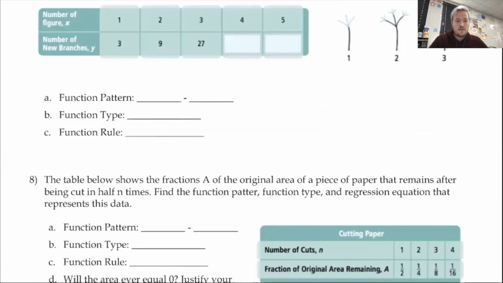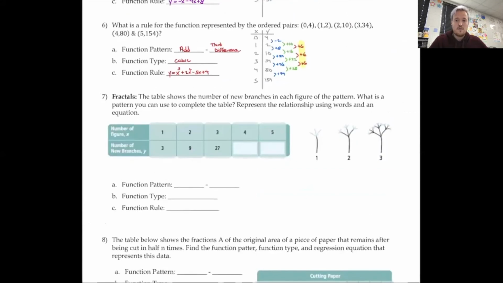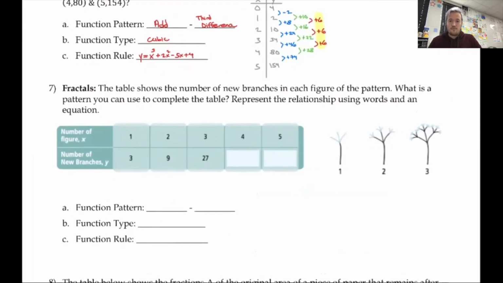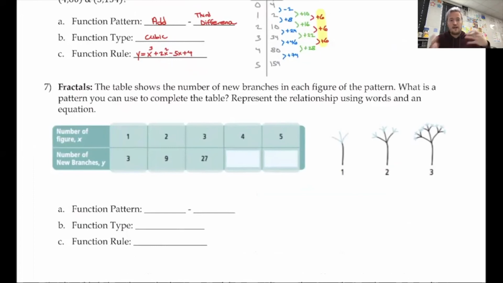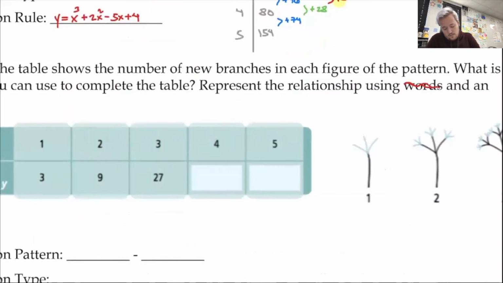All right, so now we have a few applications, or just two. So this first one here is dealing with what we call fractals. So if you ever deal with like kaleidoscopes, that's what fractals are, which is math. So it also kind of goes into something similar called tessellations. But anyways, so with fractals, table shows the number of new branches in each figure of the pattern. They want to know what is a pattern you can use to complete the table and represent the relationship using words and an equation. Well, we don't need the words part. We're going to pretend that's not there.